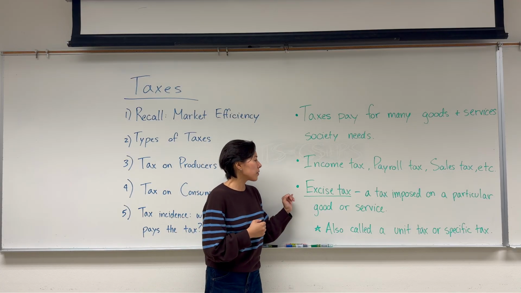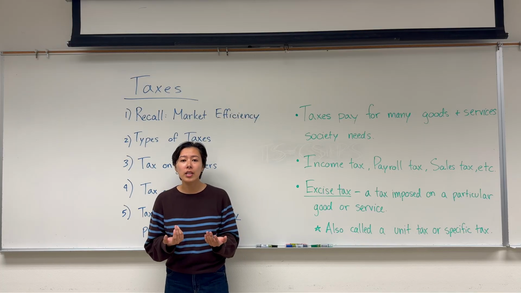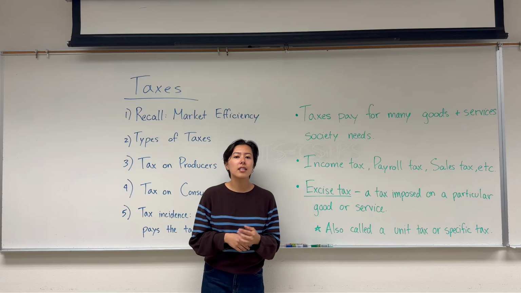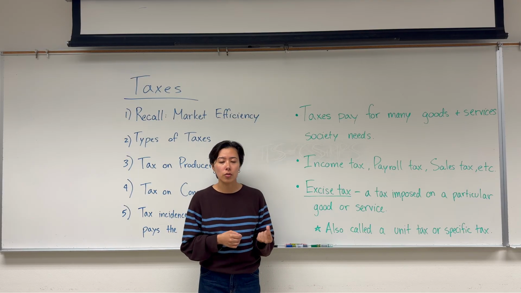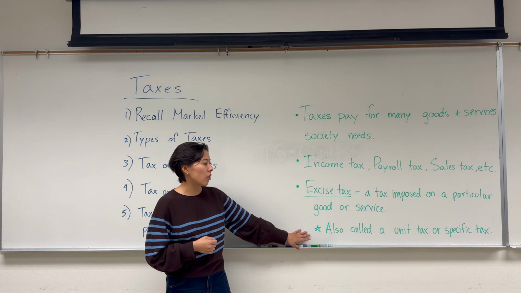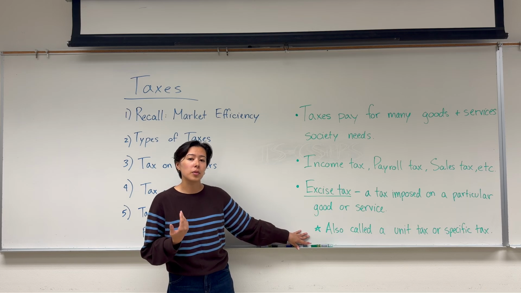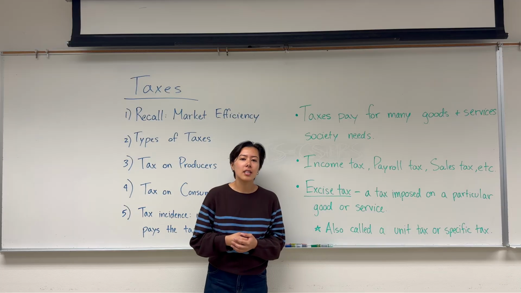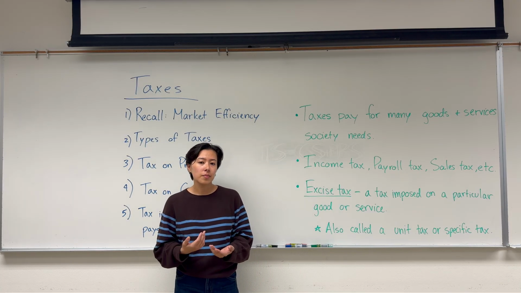There's another type of tax that in reality we see all the time, but maybe we just didn't know the name for it, and this is called an excise tax. An excise tax is a tax that's imposed only on some specific good or service. Sometimes we call this a unit tax, or you might also see this referred to as a specific tax. What this excise tax is, is a flat rate fee per unit of good that is sold.